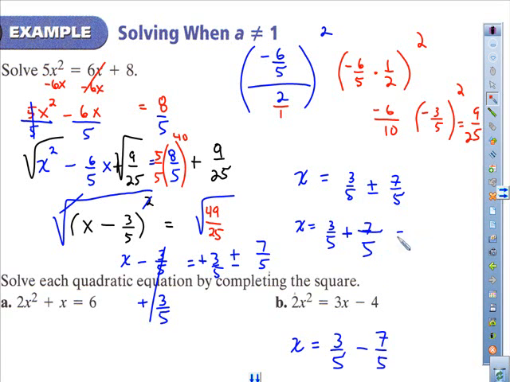Alright, go ahead and finish simplifying this. So we'll get 10 over 5. So one solution will be 2. And the other one, we're going to get negative 4 over 5. Alright, can't simplify anymore. So this is our second solution. Okay?